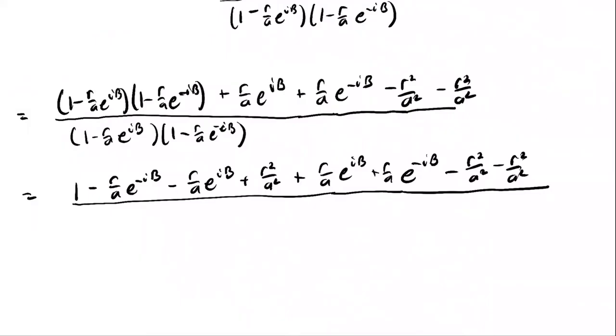A lot of those cancel out. So I have minus r over a e to the minus ib, and then positive r over a times e to the minus ib. Similarly, I have negative r over a times e to the ib, and then positive r over a times e to the ib. And finally, I have positive r squared over a squared, and then minus 2 r squared over a squared. So 2 of those will cancel, and I just end up with 1 minus r squared over a squared.